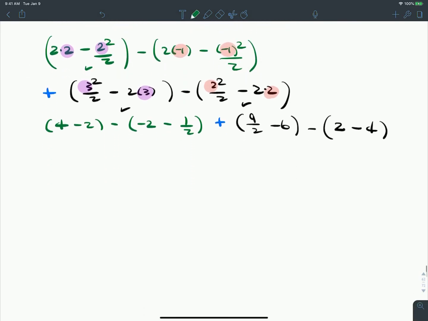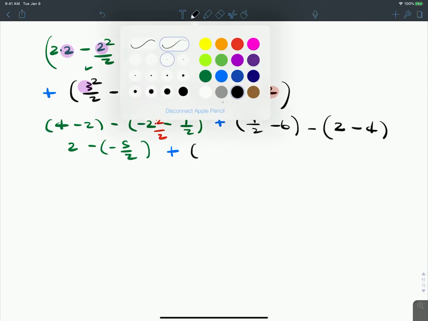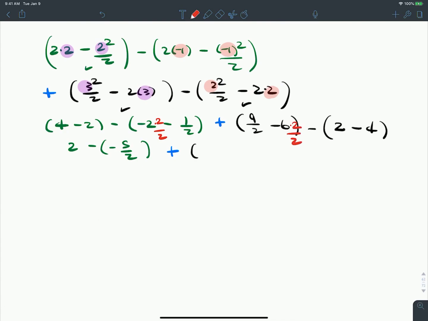So we're just going to simplify very carefully here. This is 2, because 4 minus 2 will be 2. Minus, this is negative 2 minus 1/2. Don't forget, multiply by 2, divide by 2. It's negative 4 minus 1. Looks like it's negative 5/2 here. Plus, times 2 divided by 2. So we have 9 halves minus 12 halves. Well, that's negative 3 halves. Minus 2 minus 4 is negative 2.